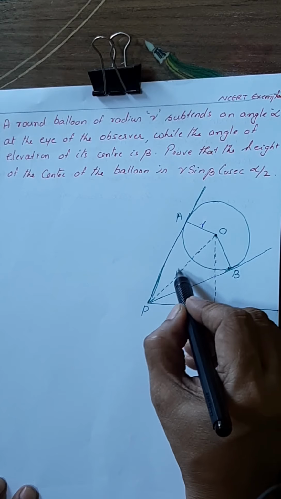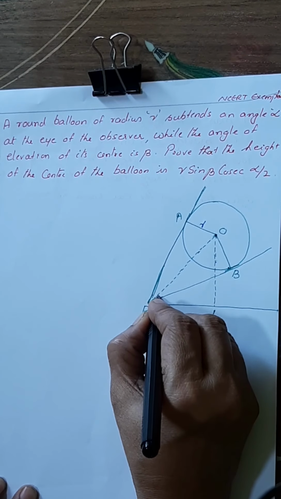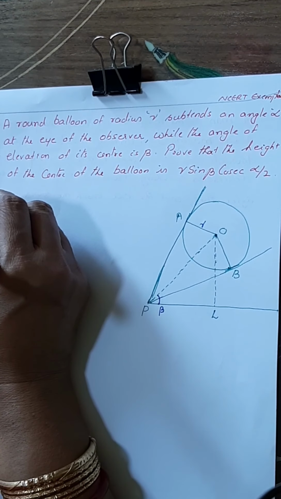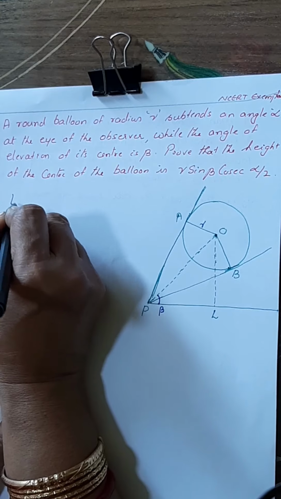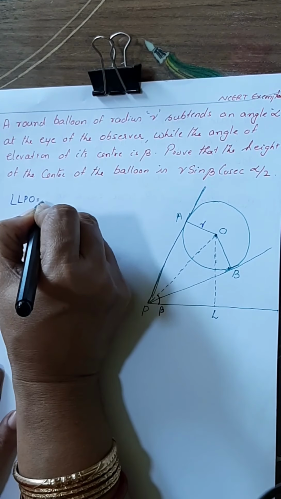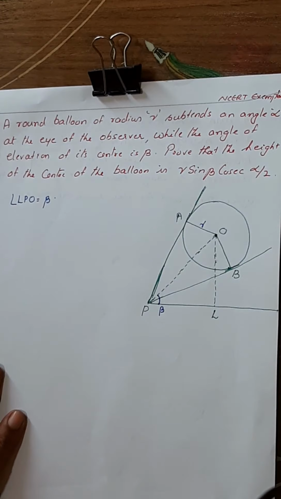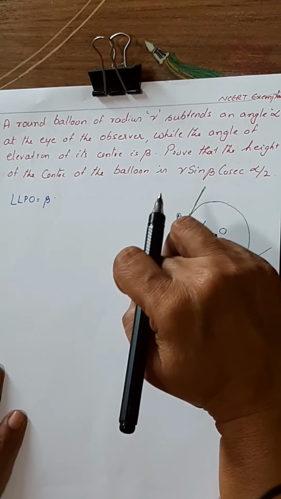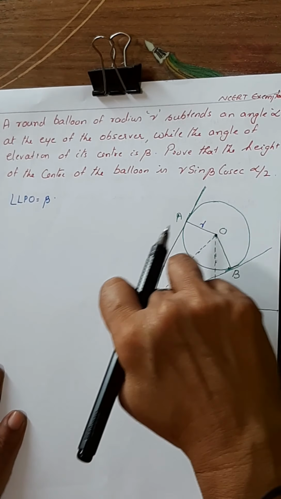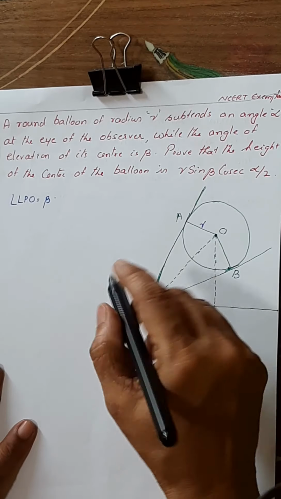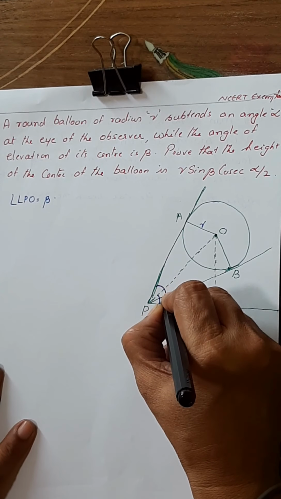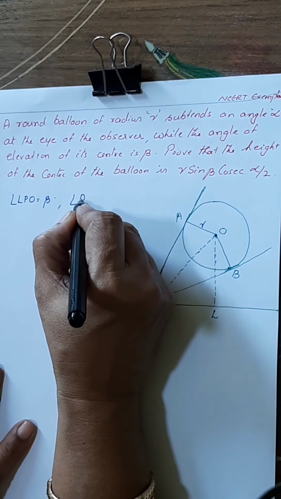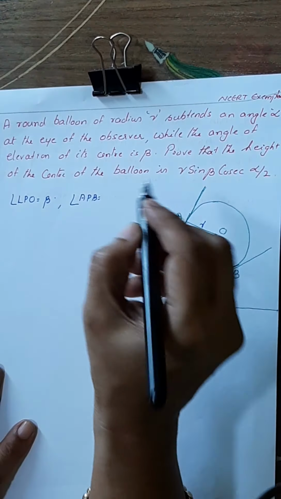So this is the center of the balloon. So this angle will be beta. That is angle LPO. Angle LPO is equal to beta, and it subtends an angle alpha. So that means the full angle APB will be alpha. So this full angle will be alpha. Angle APB is equal to alpha.